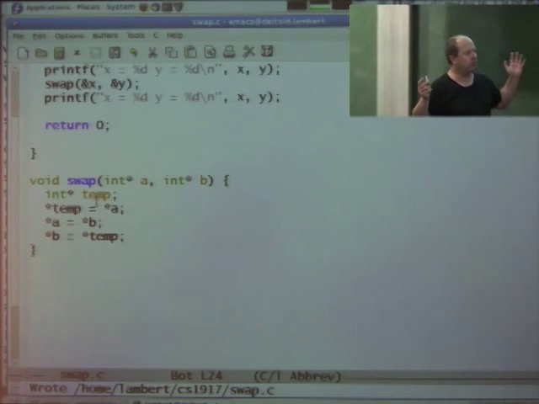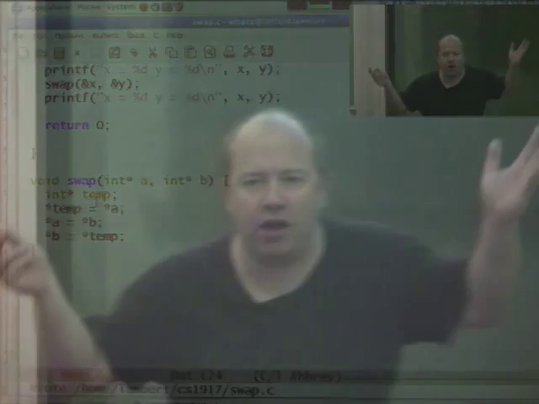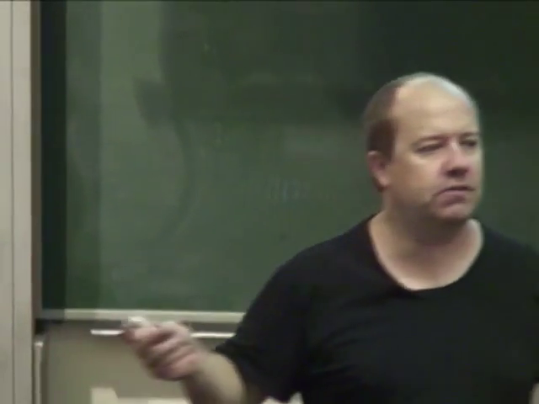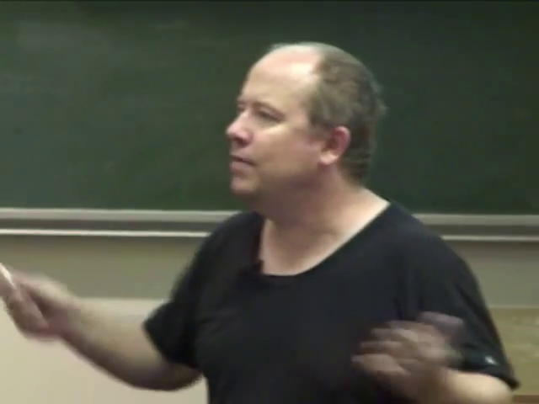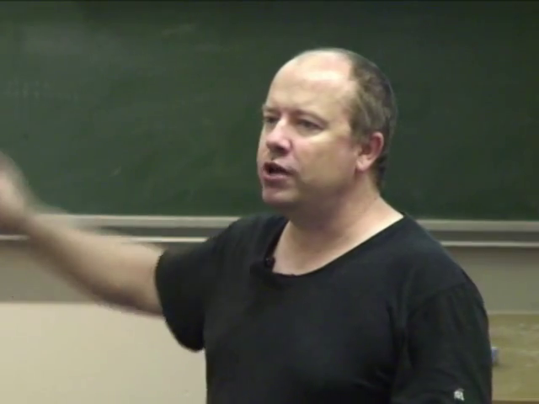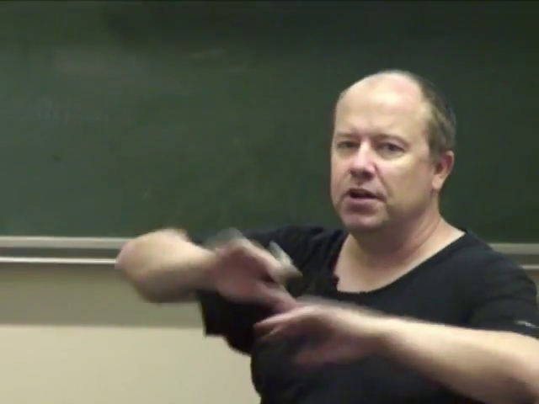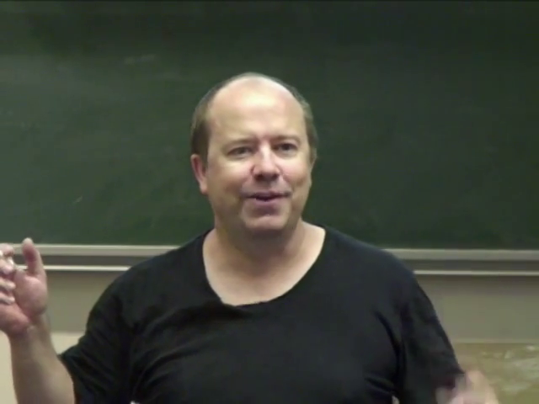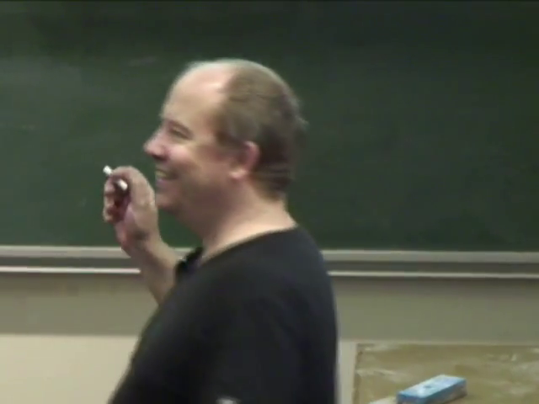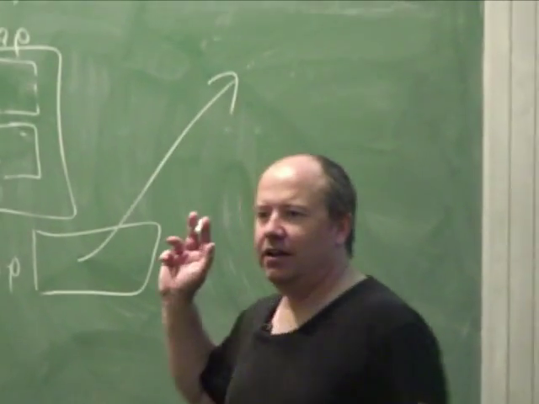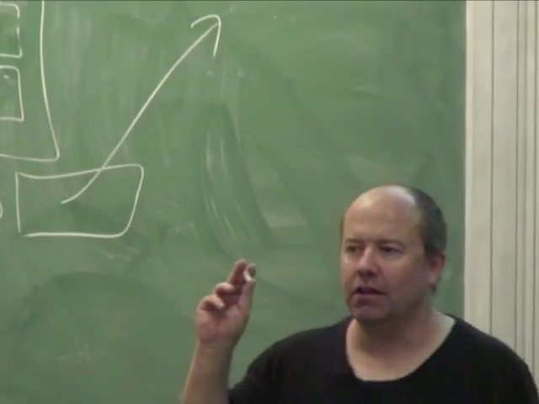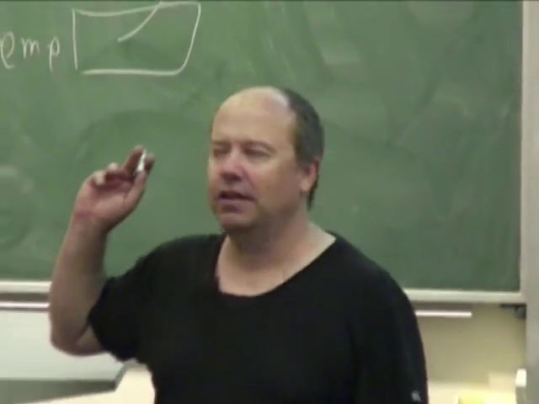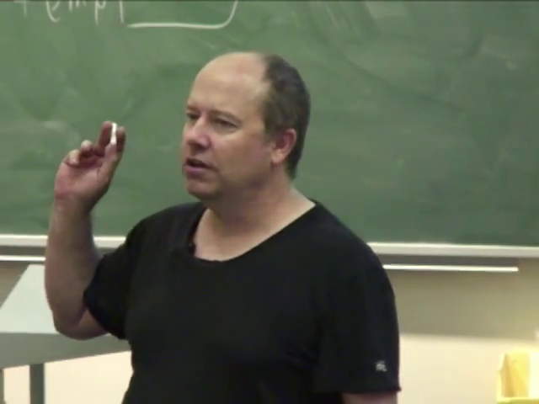What did it point to? Who knows? We didn't initialize it. So it's just like a random number in there. So we've just tried to store 42 at a completely random location in the memory of the computer. Luckily, it gave us a segmentation fault.